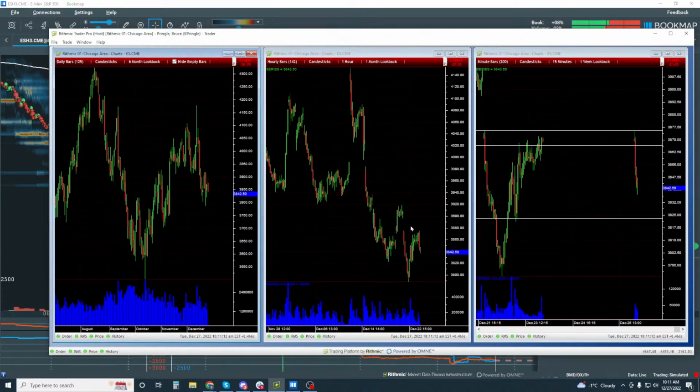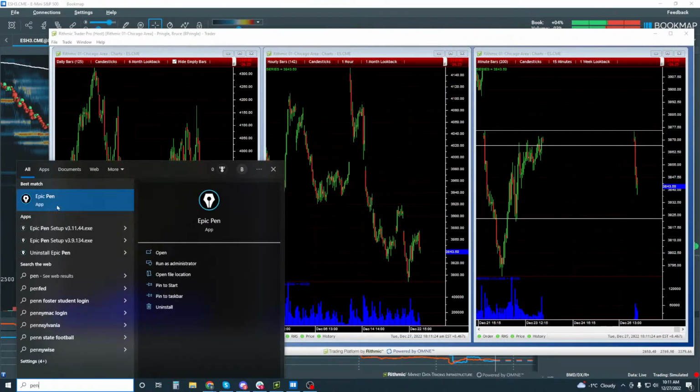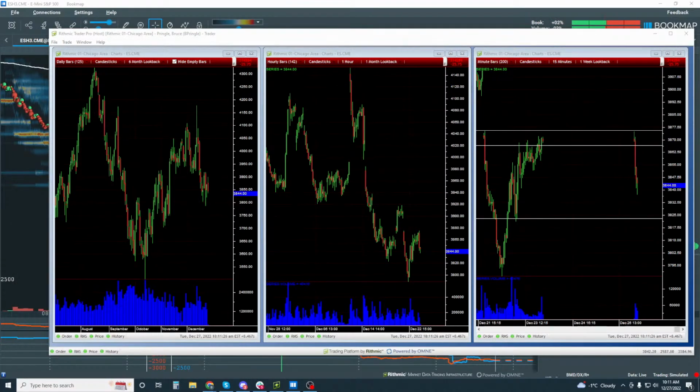Now, one thing to take note of here is the market structure, and we talk about market structure all the time in order flow. You can see it in here. All right, let me get the pen tool out. You can see it in here.